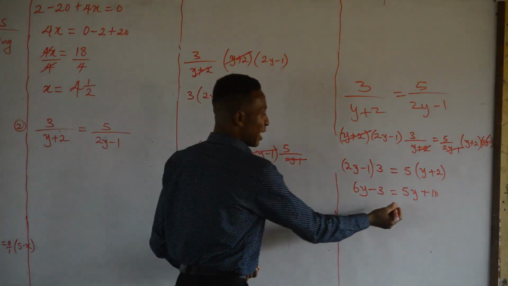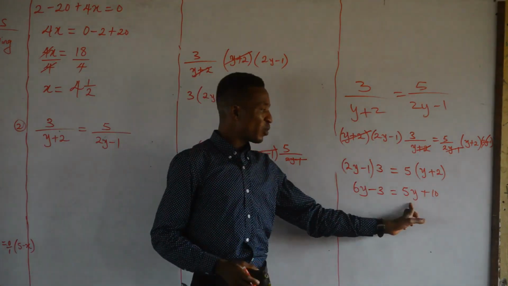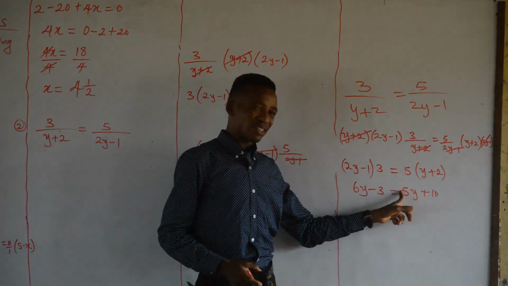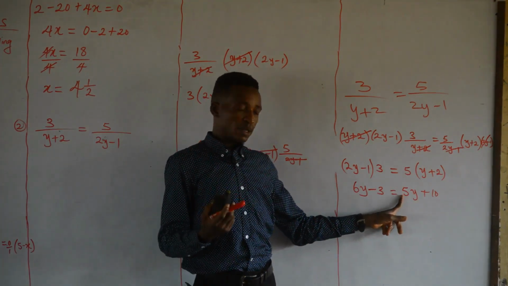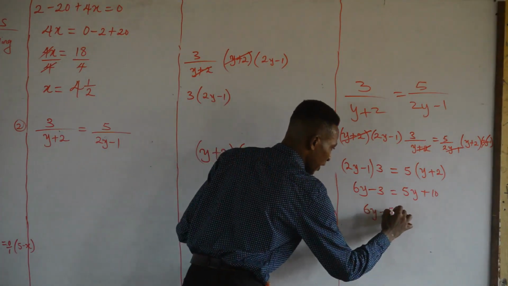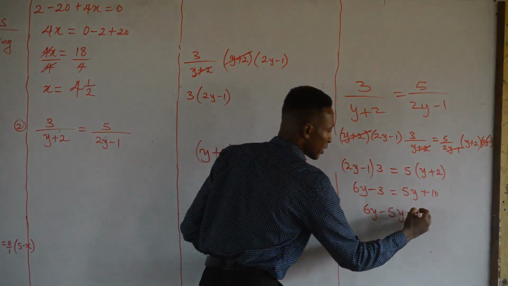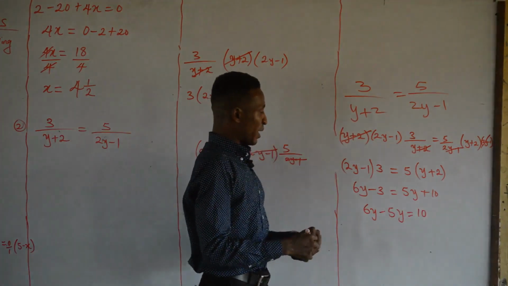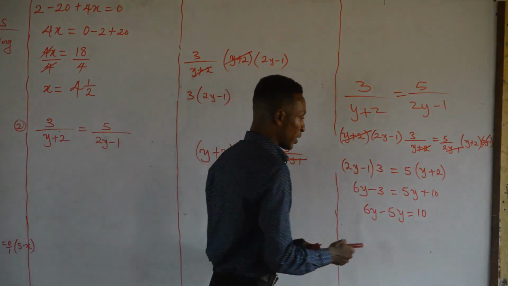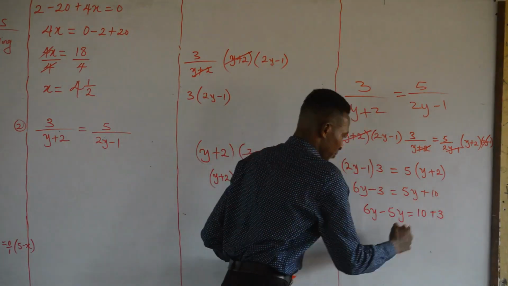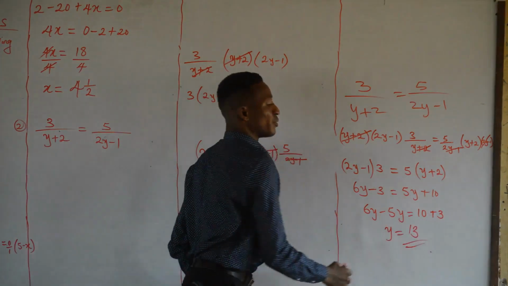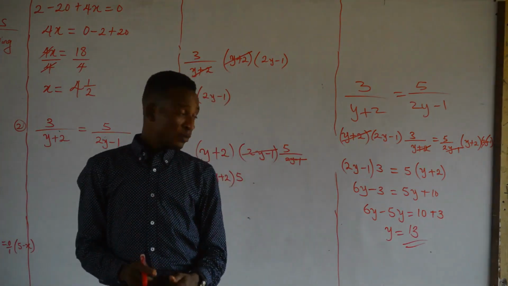Now, in this case here, abstractly, you assume the 5y is crossing the other side. Now, when the 5y crosses, initially it was having plus here, which is invisible. Now, when it crosses, it becomes minus. So you have 6y minus 5y equals to the right hand side now, 10. The minus 3, which was on the left hand side, crossing to the right hand side, now becomes plus 3. So here now you are left with y equals to 13, which gives you your final answer.